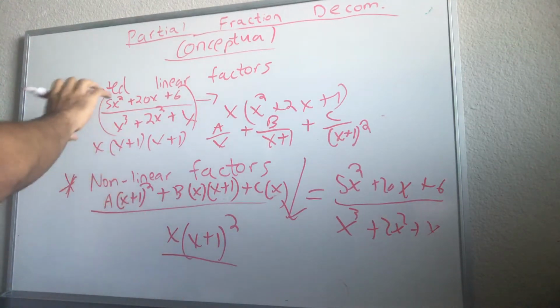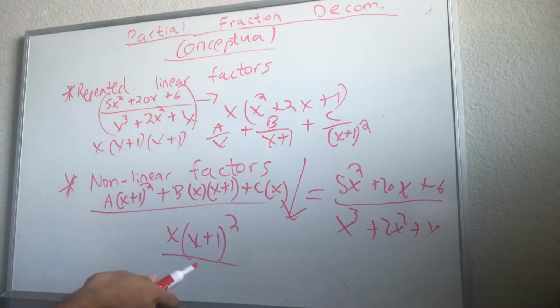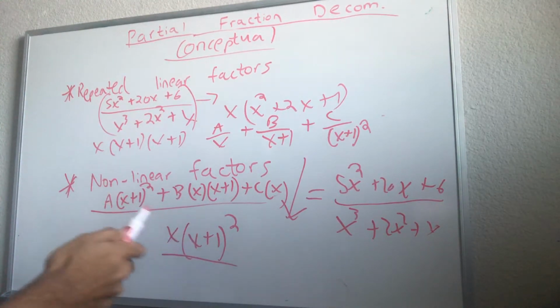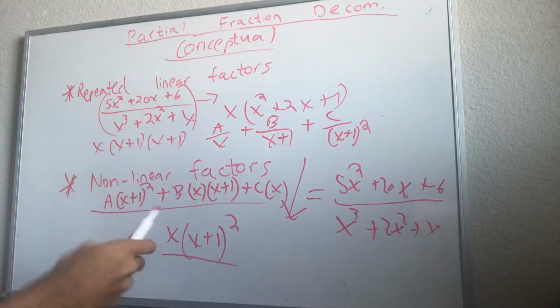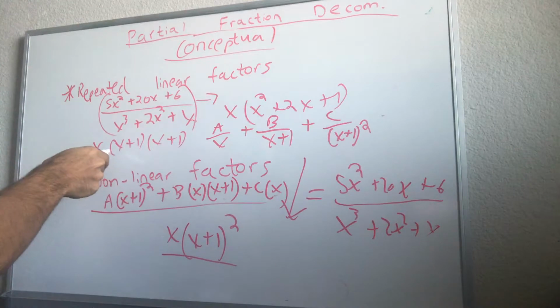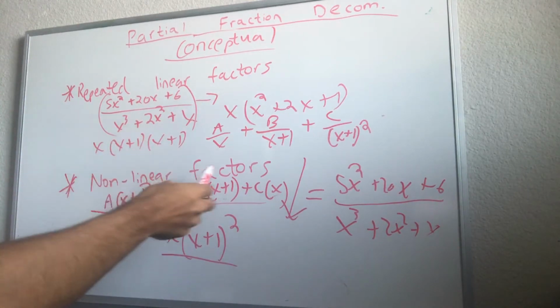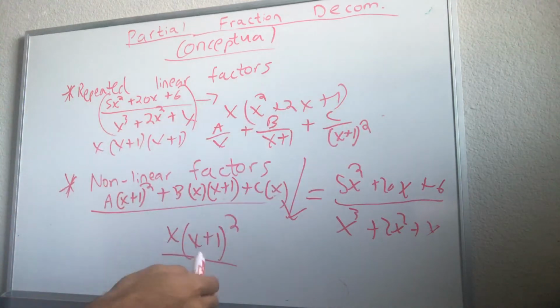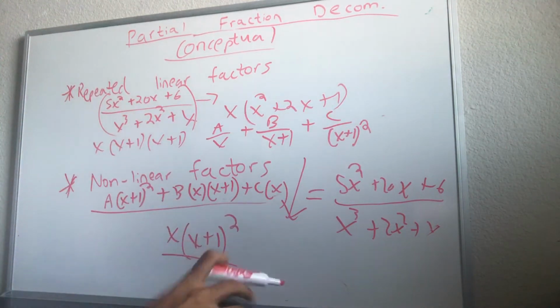And so with repeated linear factors, you're using the same process, the same technique. The only thing here that you must remember is that if you have repeated linear factors, you have to go to the highest degree. So here we had x plus 1 times x plus 1, so we went to x plus 1, and then we went to x plus 1 times x plus 1. So that's the thing with repeated linear factors.